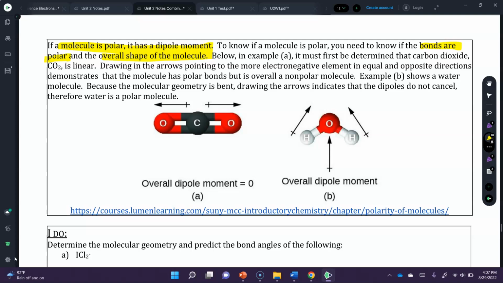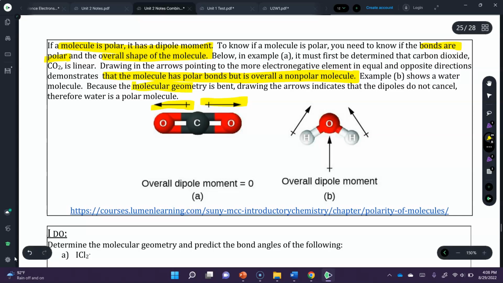Okay? So when we draw these arrows pointing to the more electronegative element, they go in equal and opposite directions. And this demonstrates that the molecule has polar bonds, but is overall nonpolar. Example B shows the water molecule.